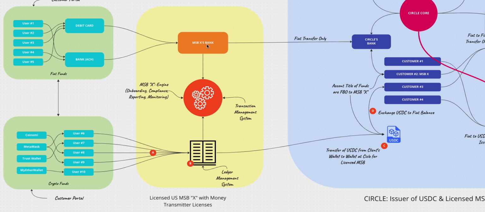The fiat funds, needless to say, will be sitting in a bank account. The crypto funds can be sitting in a number of places. They could still be sitting in the user's non-custodial wallet, but when a certain service needs to be done, they need to be transferred from that wallet to the wallet of the money services business. That would be a requirement. So what happens from there?